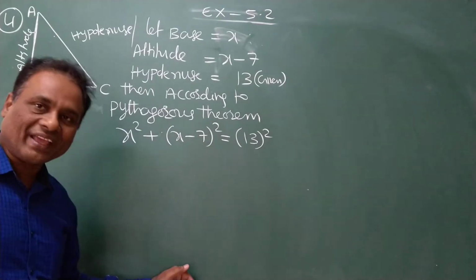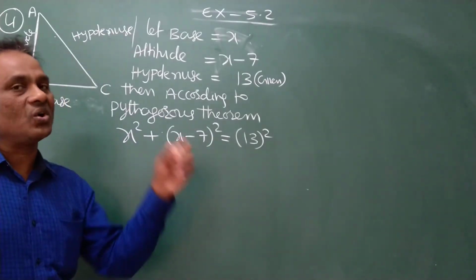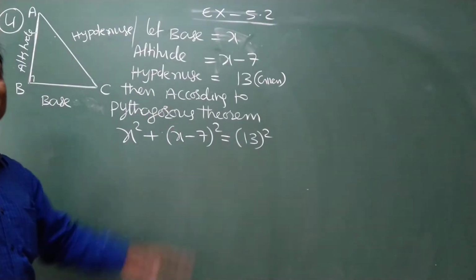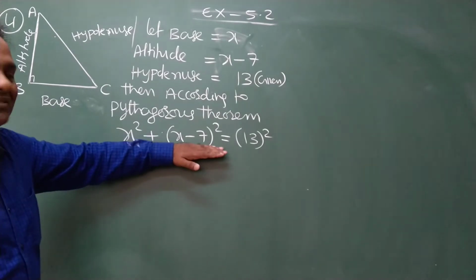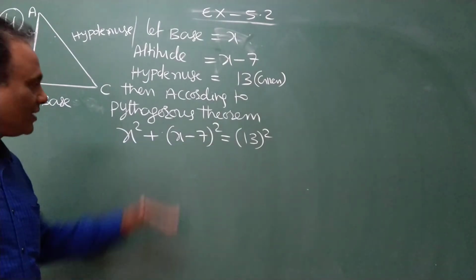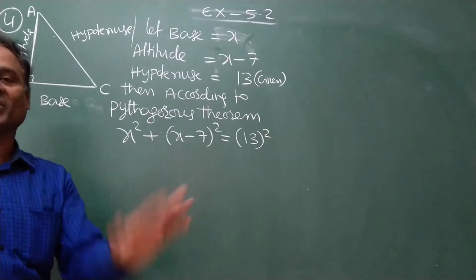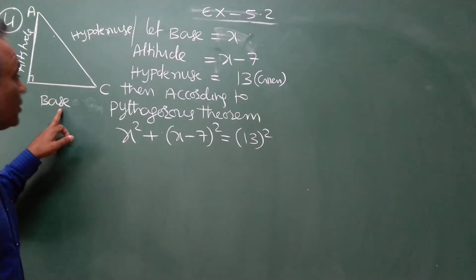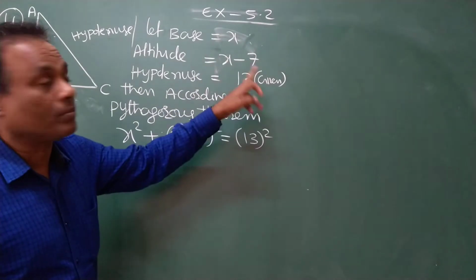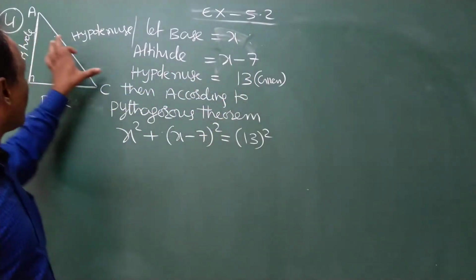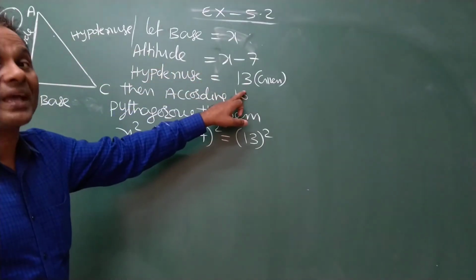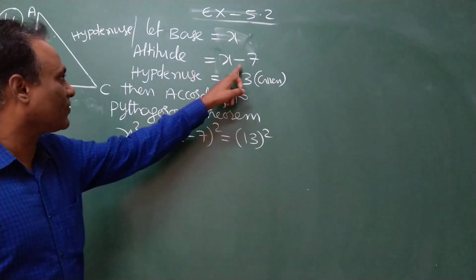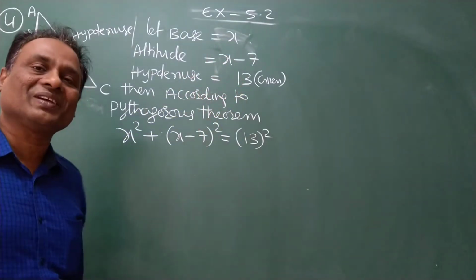You have to simplify. You have to factorize. You have to find x value. That's it. Up to here, problem is over. Here onwards only simplification that you need to do. Base is x. Altitude is 7 less, means x minus 7. Hypotenuse is 13 given. Pythagoras theorem is side square plus side square is equal to hypotenuse square.